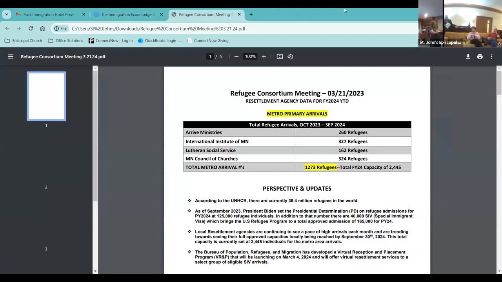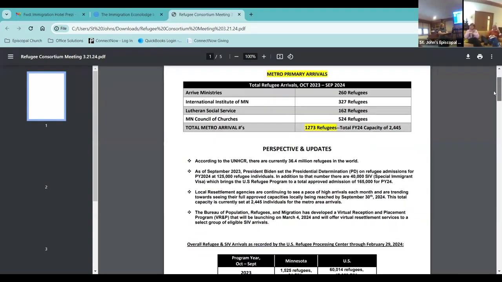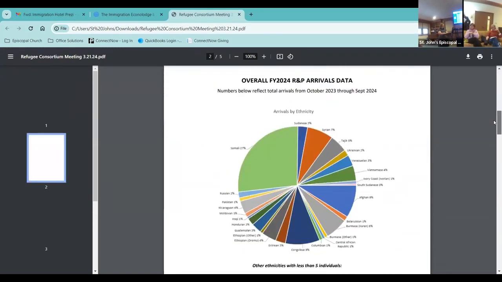I've also got some information about the refugee arrivals that we've currently had, but since we're running late, I'll just go through this really fast. This year, thanks to efforts of the Biden administration, we are hoping to welcome more refugees than we have since 2015. And among the 4 metro resettlement agencies that is hoping for 2,445 people, we're about halfway there, which has been really exciting. People are coming from all over the world.